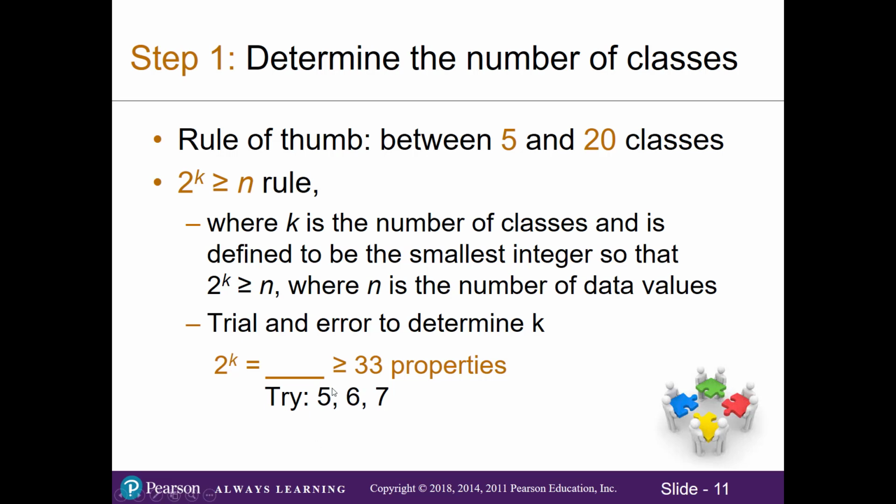Then we'll try our next number. We'll try plugging in 6 for k. So 2 to the exponent 6 equals 64. 64 is greater than 33, so that satisfies our rule. Now I could keep trying 7 and on, but I don't need to because remember our rule says that we want to find the smallest k that still satisfies the rule. If I use 7 or more classes, we'll end up with too many classes and it will look jagged like we saw earlier in the video. So we're going to go ahead and use 6 classes for this problem.